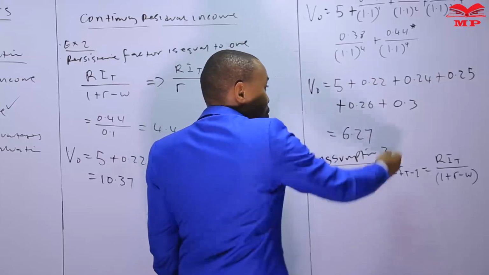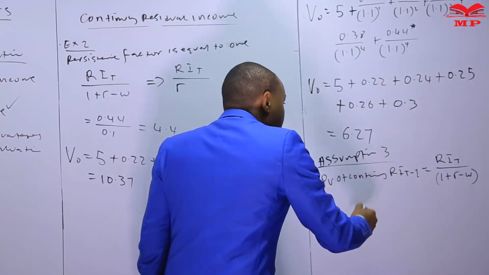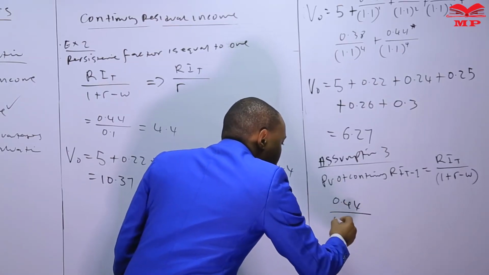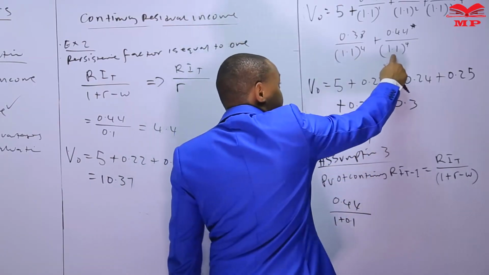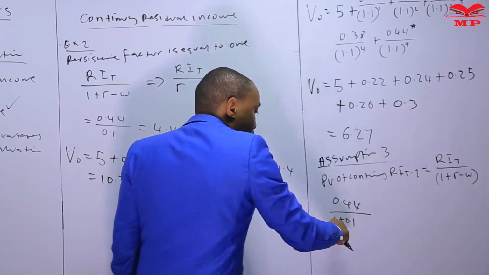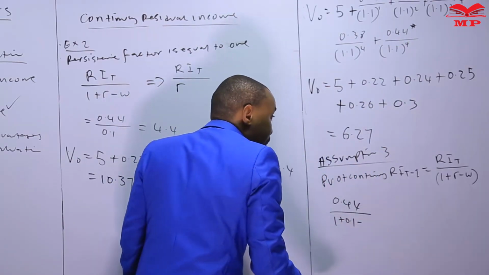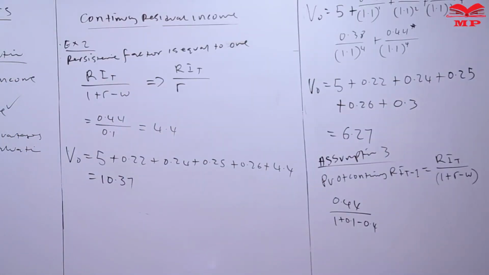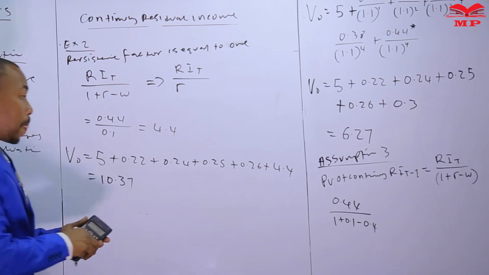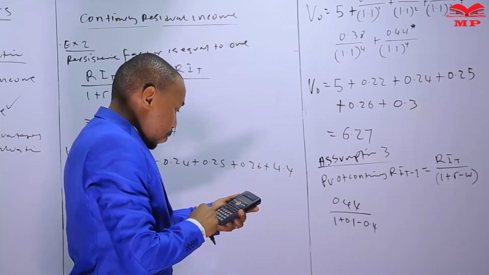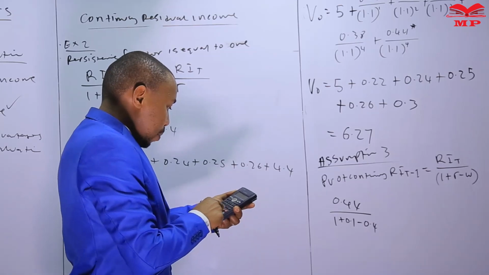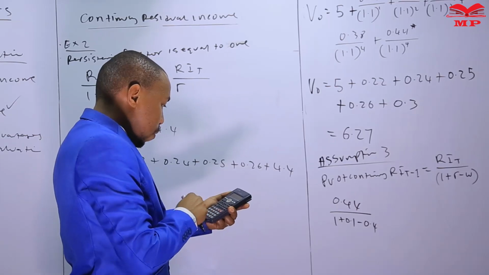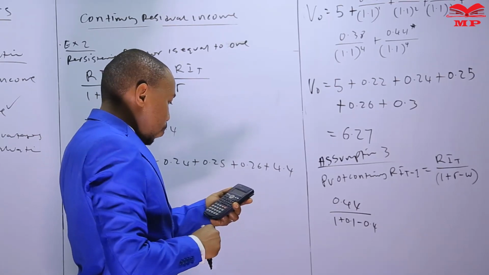Here, instead of putting the 0.3, we will say 0.44 discounted against 1 plus 0.1 minus the persistence factor of 0.4. Let me confirm, yes, it is 0.4. So what happens? We get 0.44 divided by, open the brackets, 1.1 minus 0.4, close the brackets. We have 0.629.